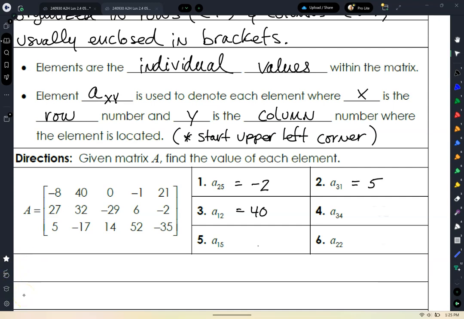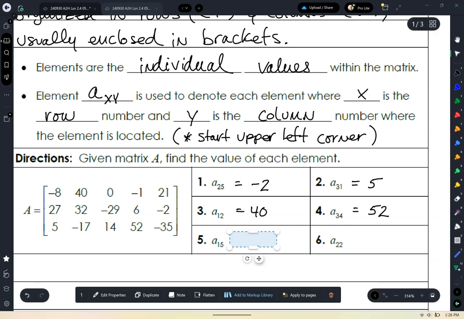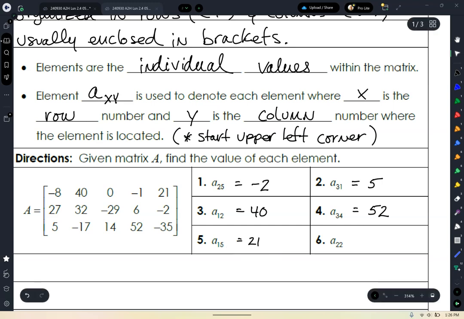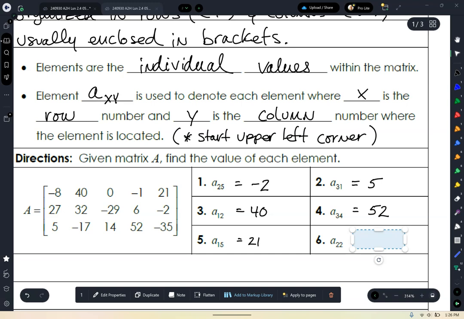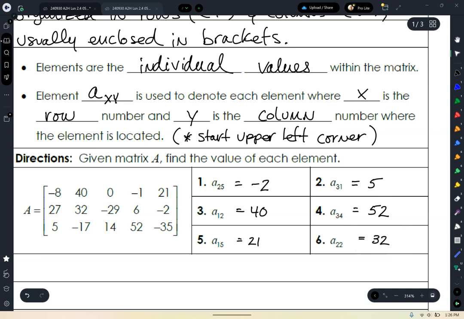A sub 3, 4, Luca, what did you get? 52 is the right answer for A sub 3, 4. A sub 1, 5, Ike. 21 is the right answer for A sub 1, 5. A sub 2, 2. Daniela, what'd you get? 32 is the right answer. A sub 2, 2. Got it? Identifying the elements within the matrix. Okay? Cool. It's simple, right? Okay, good. All right.